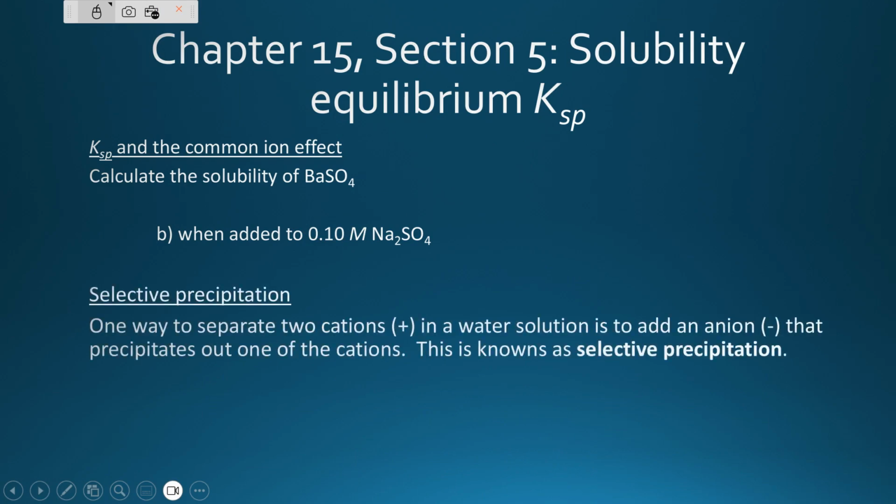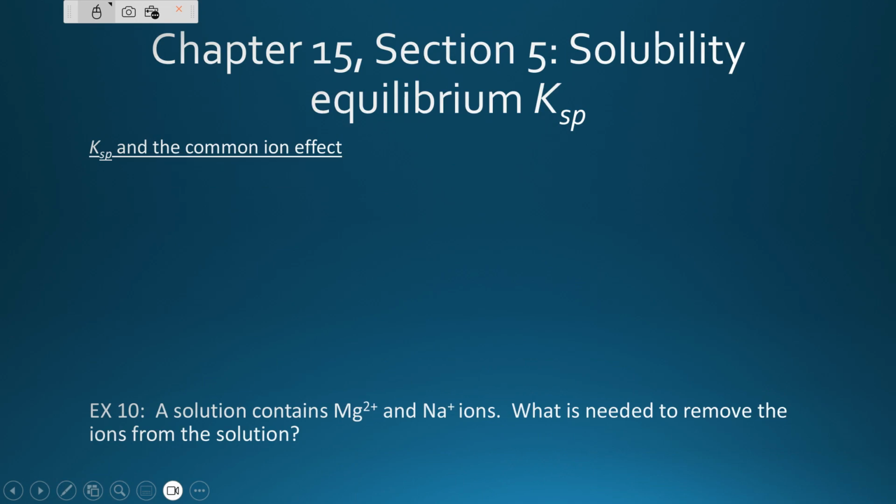I know this is a really long section. One way to separate the two cations in the water is to add an anion. That would actually precipitate out one of the cations, and will selectively precipitate this. So some of these are just kind of a thought question. We have a solution with magnesium and sodium ions. This would be an example like trying to get hard water and soften it, so a water softener. What would be needed to remove the ions from solution? Well, one of the problems is sodium is pretty much soluble in anything.